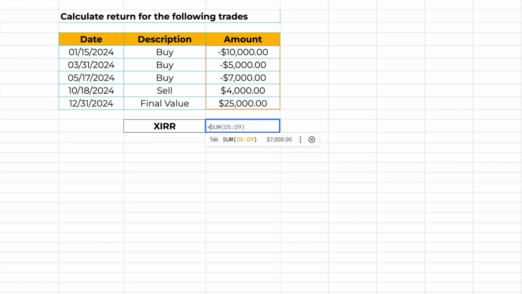To calculate the XIRR, all you have to do is to use the XIRR function. First, select all the cash flows as the first parameter, then select all the dates as the second parameter, and boom, you get your exact return right there. Please note that the order in which you list these transactions doesn't really matter. Just make sure to list them accurately.